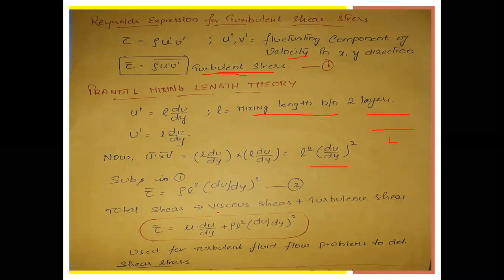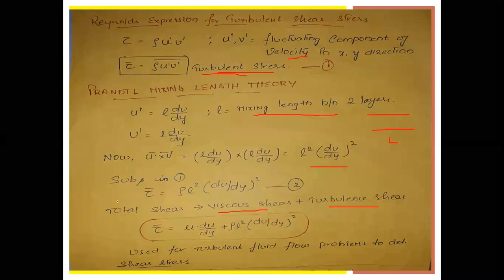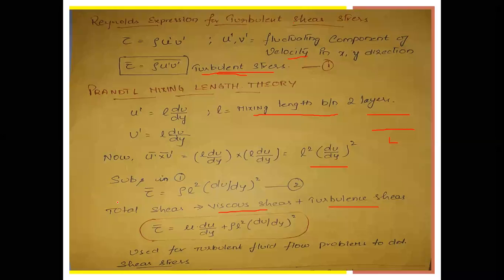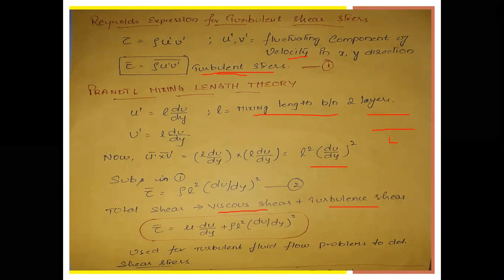Now the total shear is equal to viscous shear plus turbulent shear. Whenever we are discussing the total shear stress in a pipe, we have to add both the turbulent shear and the laminar or viscous shear.